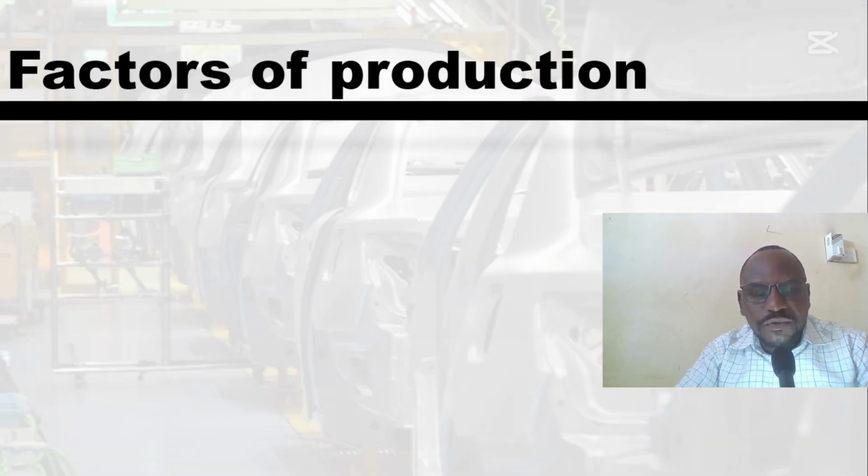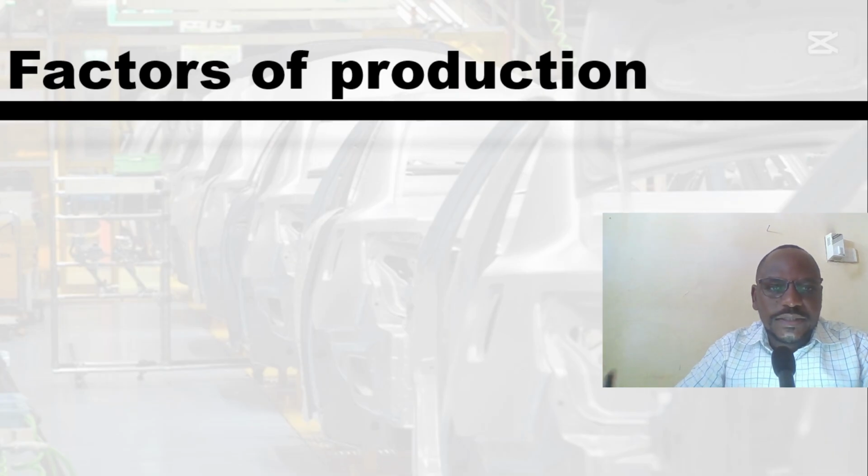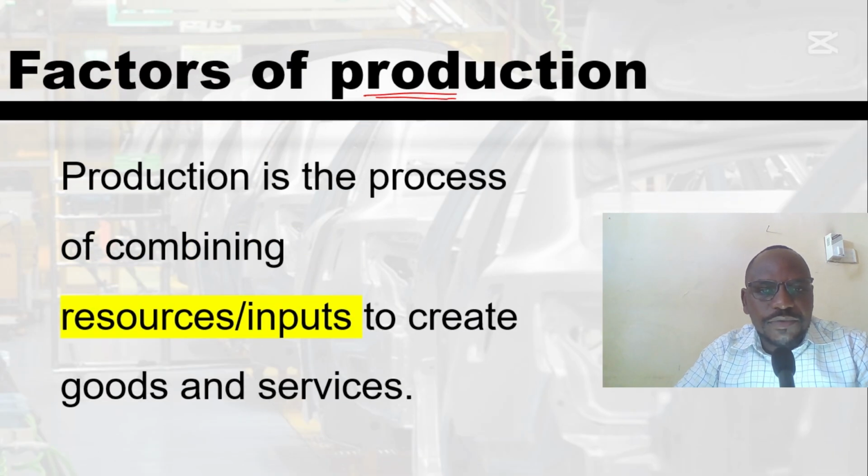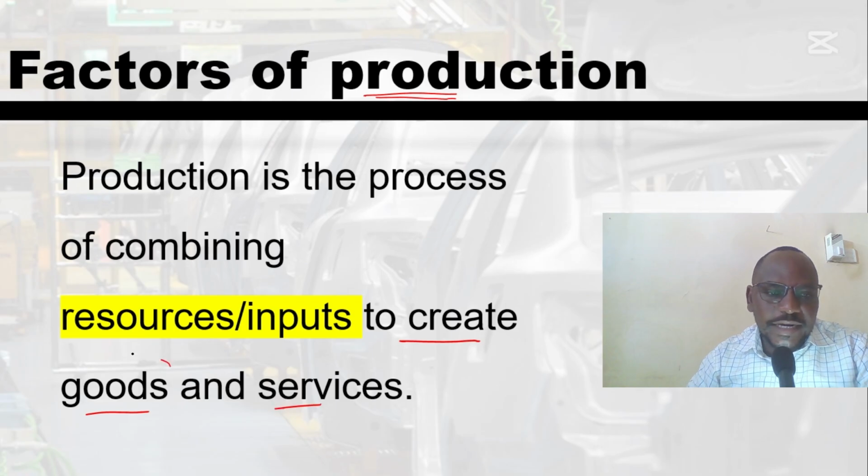So, factors of production. We are asking ourselves, what is this thing first we are calling production? In economics, we say that production is the process of combining resources, inputs, and the end result of production is to create goods and services. These are items which are meant to meet our needs and wants.